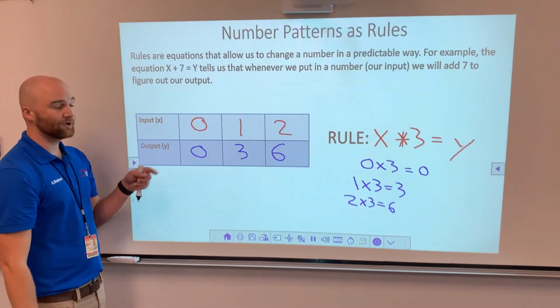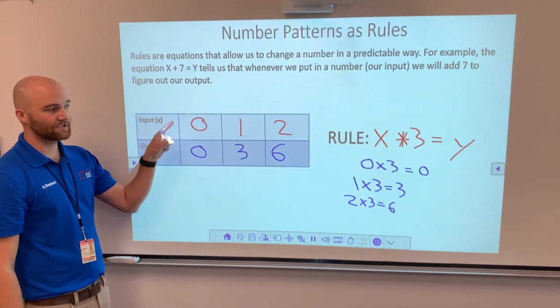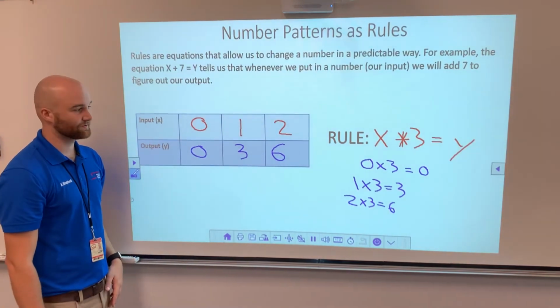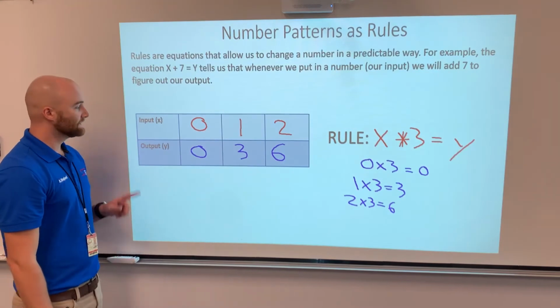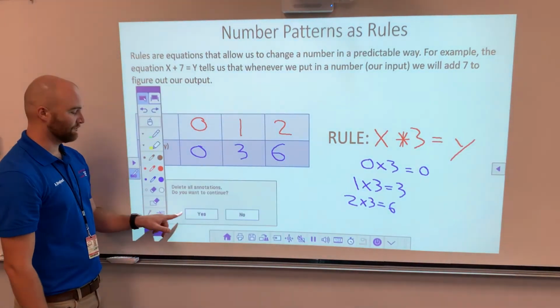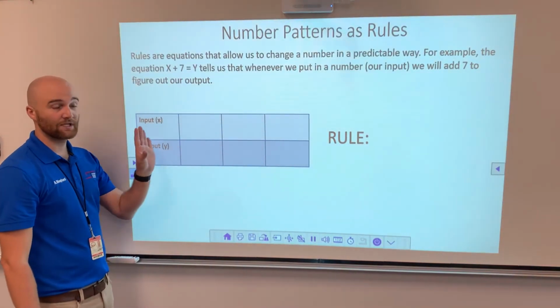Here I've got my input-output chart. All I've done is I've taken my inputs and I've plugged them into my rule. How'd you do? Did you get the same answers as me? All right, let's try it the other way again. We've done a rule to a table. Now I want to give you a chance to change a table into a rule.